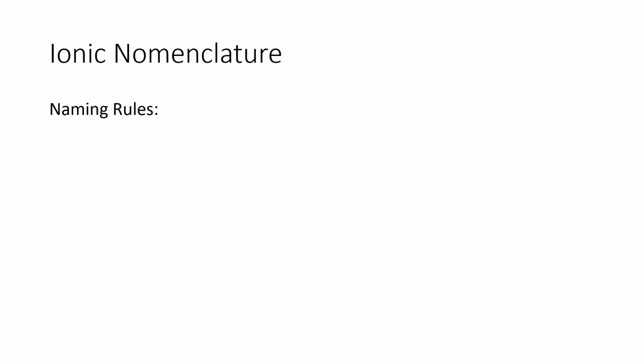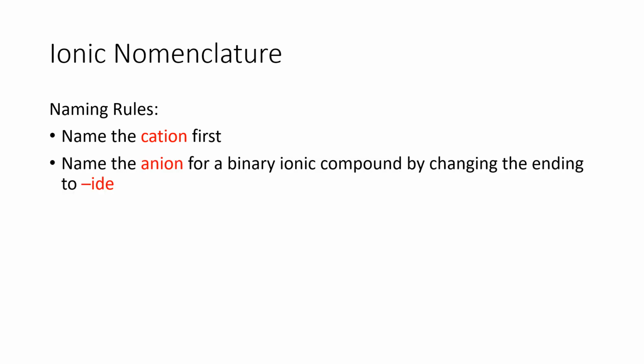Whenever you're naming an ionic compound, where you have the formula and are writing the name, you want to name the cation first, and then name the anion by changing the ending to -ide. And this is only in binary ionic compounds. These are going to be things right off the periodic table.